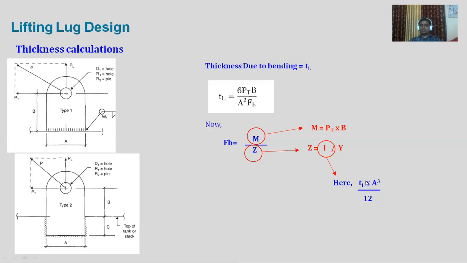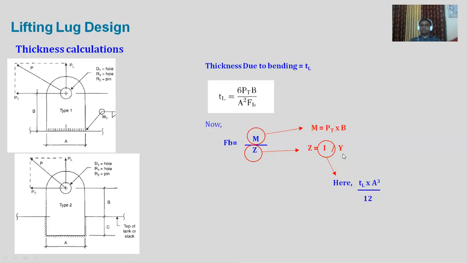And thickness will be a multiplier divided by 12. This is the moment of inertia of this rectangular cross section. If I take a cross section, it will look like a rectangle and it will have a moment of inertia of T A cube upon 12, which is BD cube by 12, where the cube is taken for the side which is going to resist. So is the thickness going to resist this force? No, this width is going to resist it, and that's the reason why it is A cube upon 12.